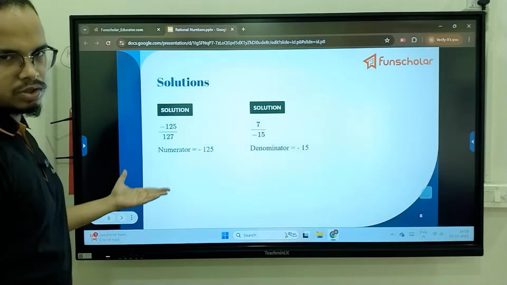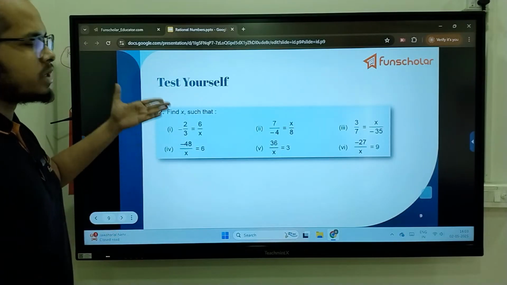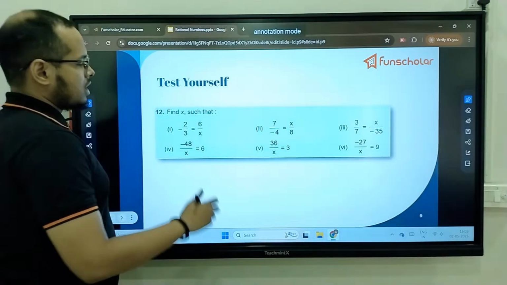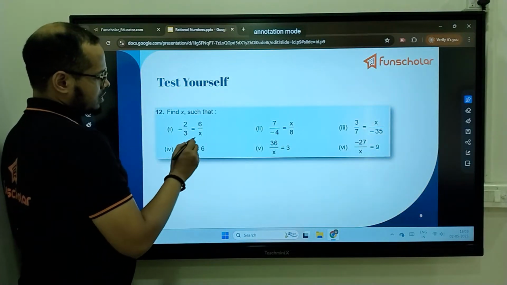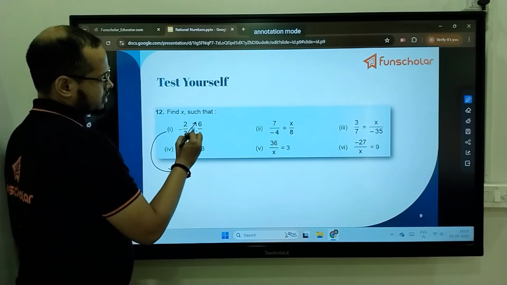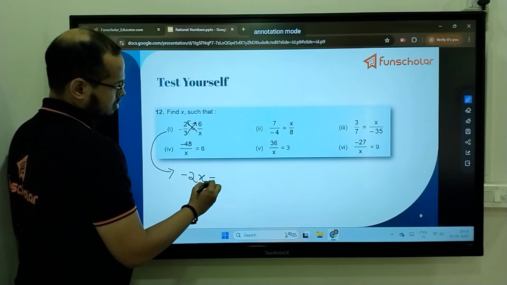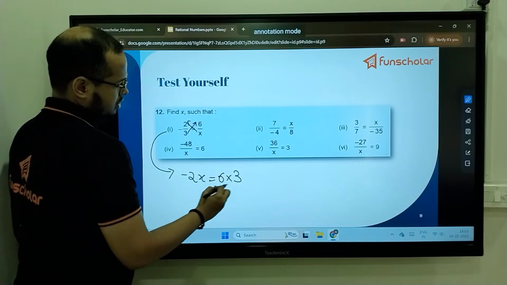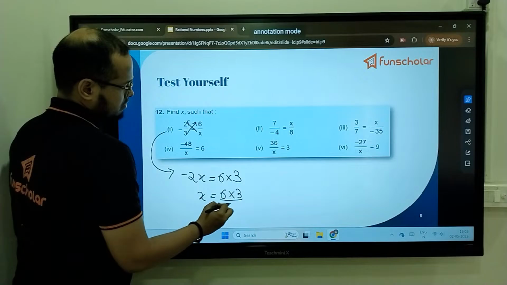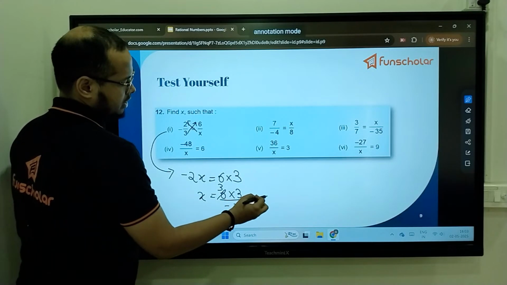Now, these are the solutions. You can pause the screen and see whether your solutions are correct or not. Now let us find x. See, these numbers are very easy. First I will do the first one in the proper way. Crisscross multiplication: minus 2x is equal to 6 into 3. So x is equal to 6 into 3 by minus 2, so x is minus 9.